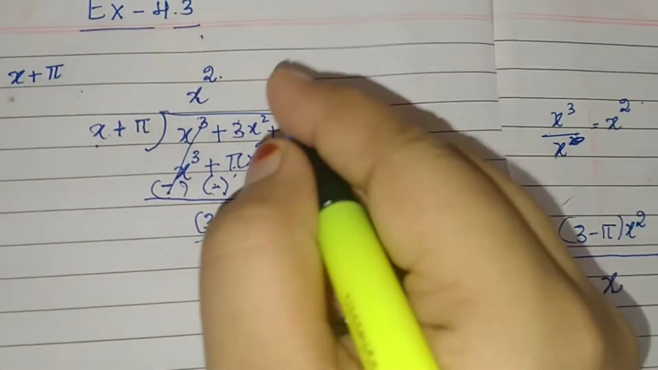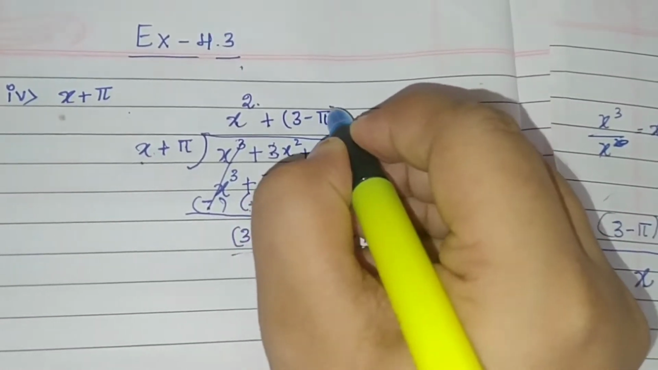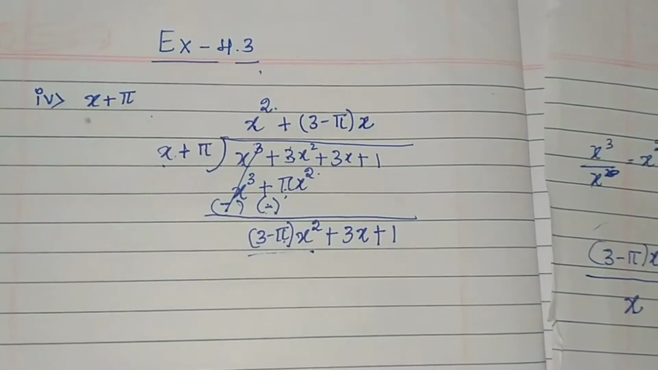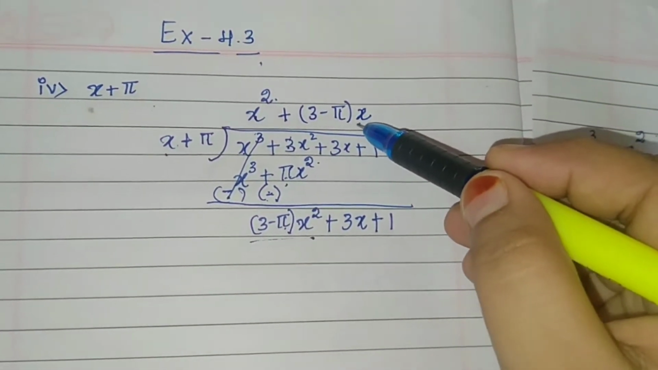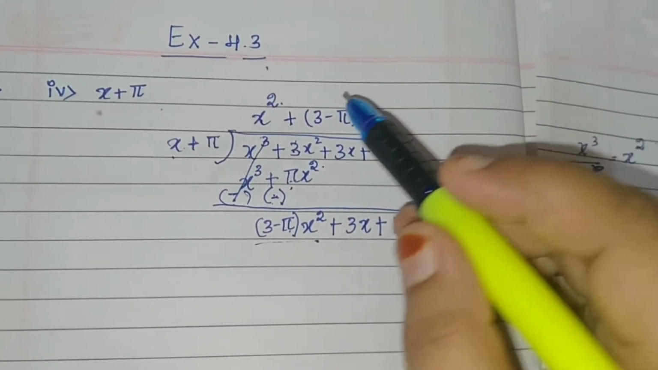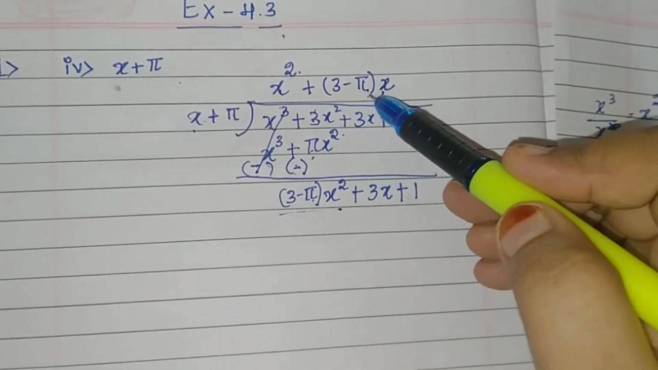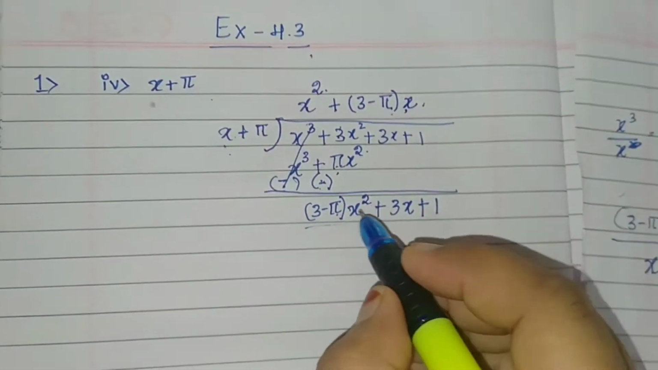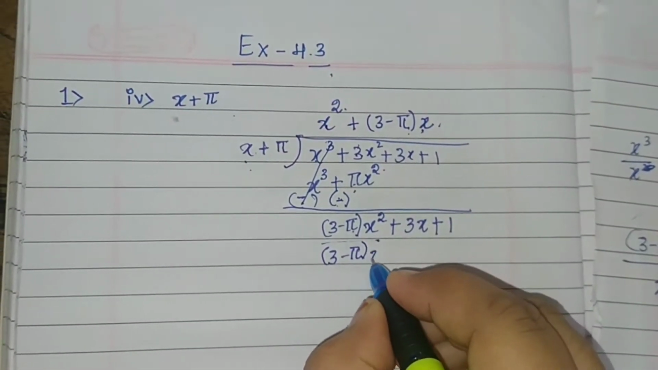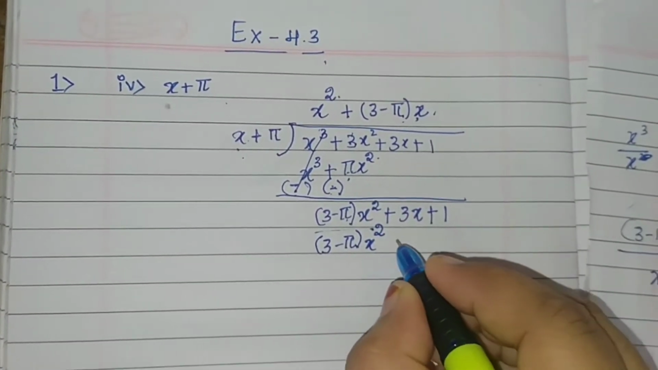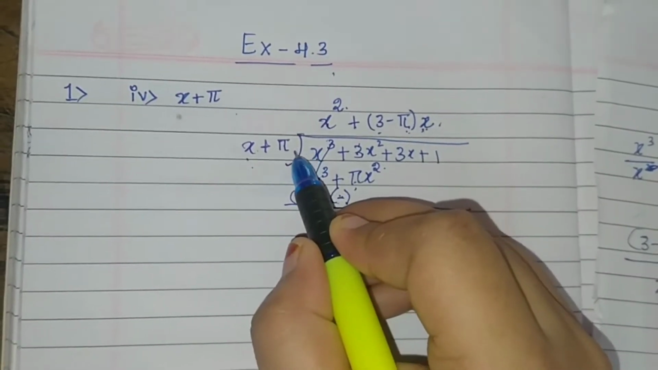Okay, so the second term of the quotient I am going to write over here, that is 3 minus pi x. After that, the same procedure: you have to multiply the second term of the quotient by the first and second term of the divisor. So when you multiply this 3 minus pi into x, what are you going to get? 3 minus pi as it is. x into x is nothing but x square. Okay, so the next step is 3 minus pi into x into pi.